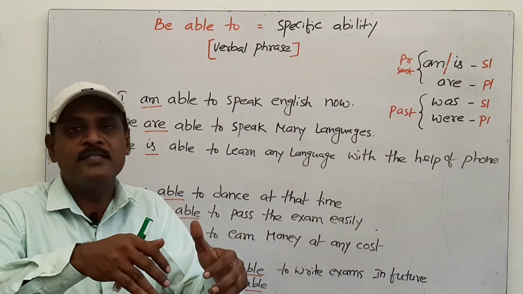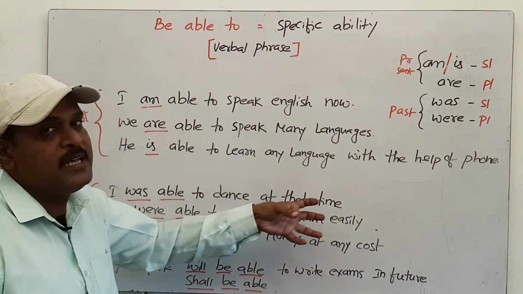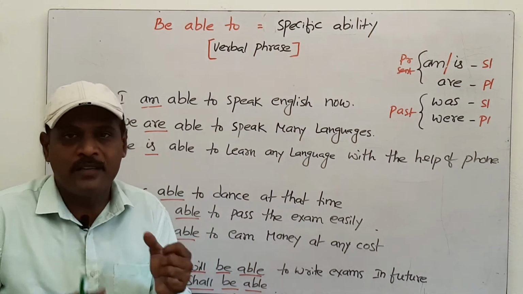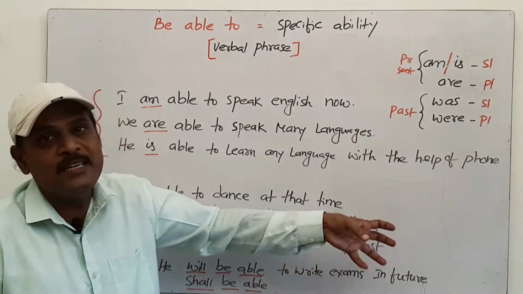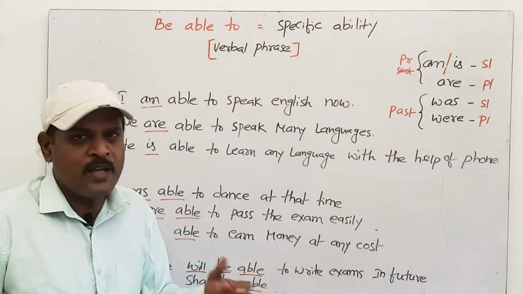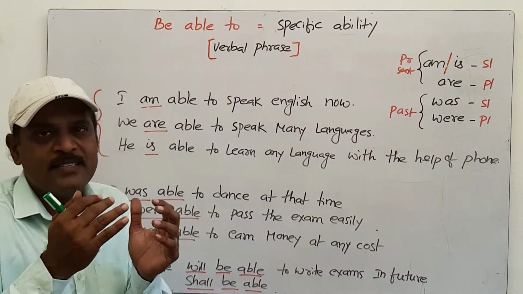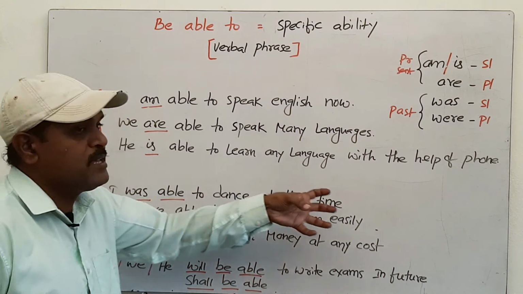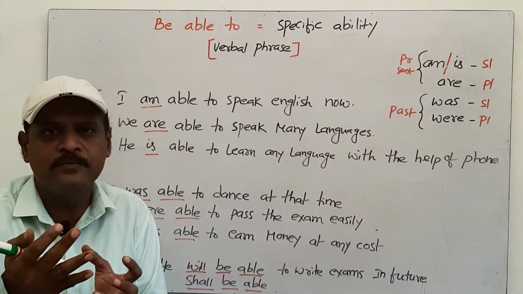Was I able to dance? That is the question. We were able to pass the exam easily. We were. Here we is the plural. That's why we need to use were. We were able to pass the exam easily in the past. Of course, if you use were, automatically it tells the action happened in the past. We weren't able to pass the exam easily, that is the negative. In case of question, were we able to pass the exam?